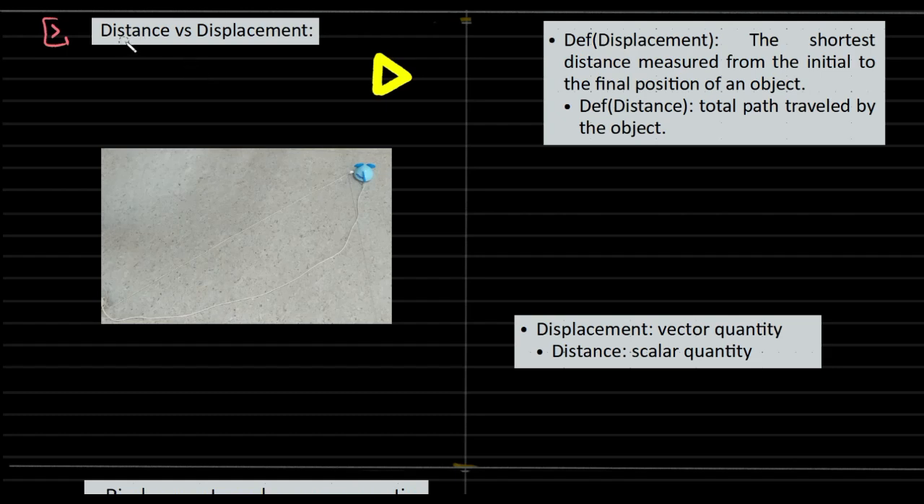Let's look into the difference between distance and displacement and understand what distance and displacement are. To help us with this, we'll be making use of a small experiment. So please have a look at this.